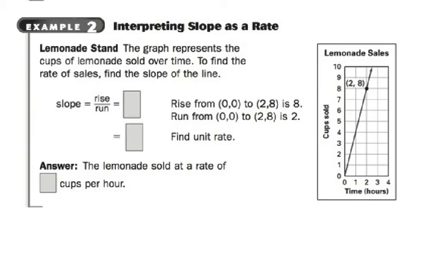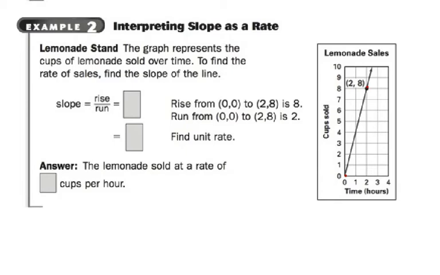Looking at example 2 in your notes, I now want you to read the word problem, and I want you to calculate the slope. Lemonade stand. The graph represents the cups of lemonade sold over time. To find the rate of sales, find the slope of the line. So again, our slope is our rise over run. And if you want, you can just start at 0, 0 and end at 2, 8. Go ahead and take a minute. You can press pause at any time.